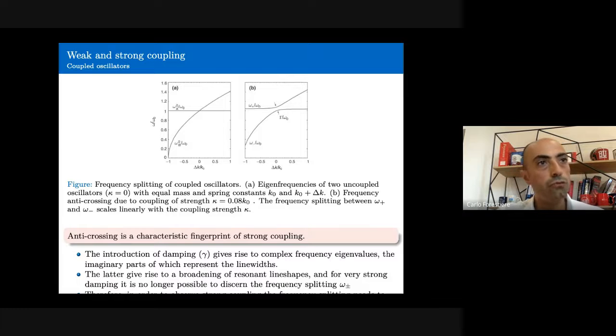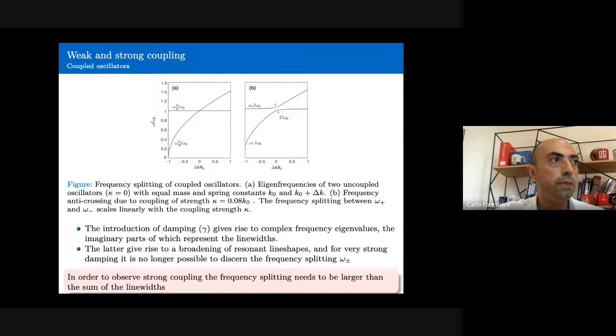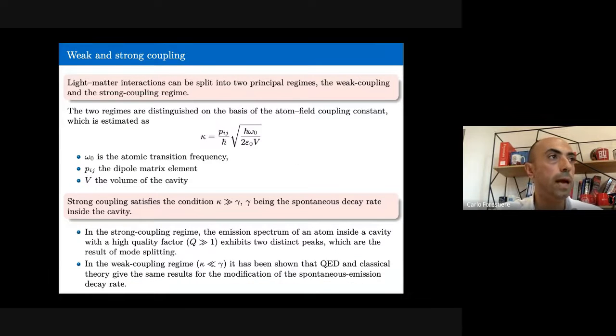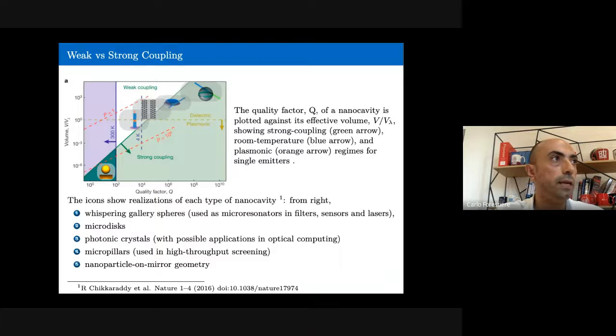But the problem is that so far we didn't introduce damping. If we introduce damping, then if the damping is very high, we will not be able to see this anti-crossing anymore. In this case, the definition is that we will be in the weak coupling regime. But if the coupling is stronger than the damping constant, we will be able to see this anti-crossing, and then we will be in a strong coupling regime. Here you can see different structures in which you can be either in the weak coupling regime or in the strong coupling regime.